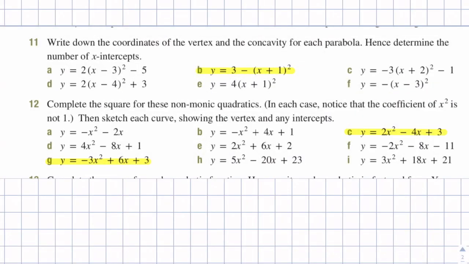Alright, now let's have a look at question 11. It says to write down the coordinates of the vertex and the concavity for each parabola. Hence determine the number of x-intercepts.